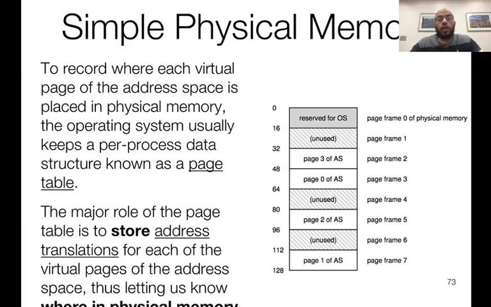To record where each virtual page of the address space is placed in physical memory, the operating system constructs something per process that is called the page table. We'll talk a bit more about how page tables are used later. The major role of the page table is to just store this mapping: page 3 for this process goes to page frame 2 in the physical address space. So you have a per-process table with a direct mapping between virtual and physical addresses, and this will be part of your process struct, your task struct in Linux.